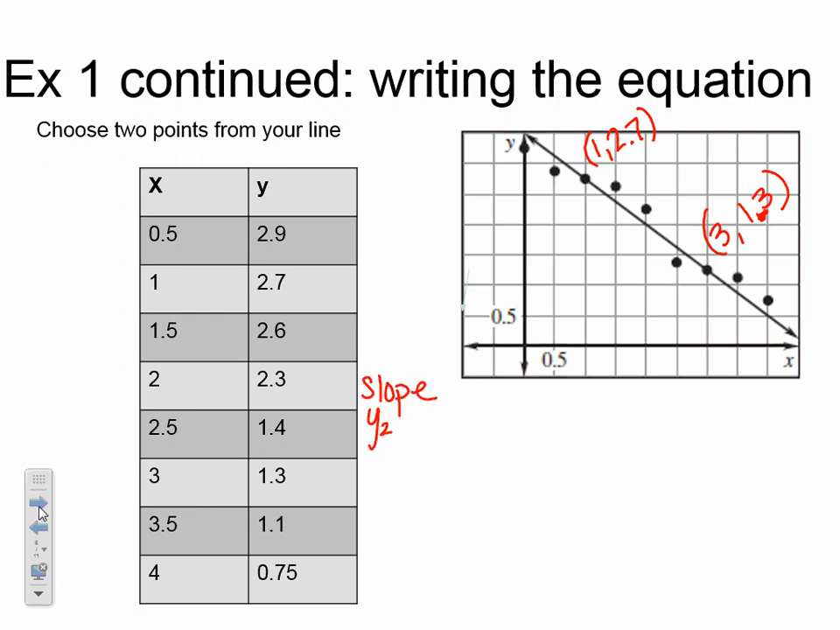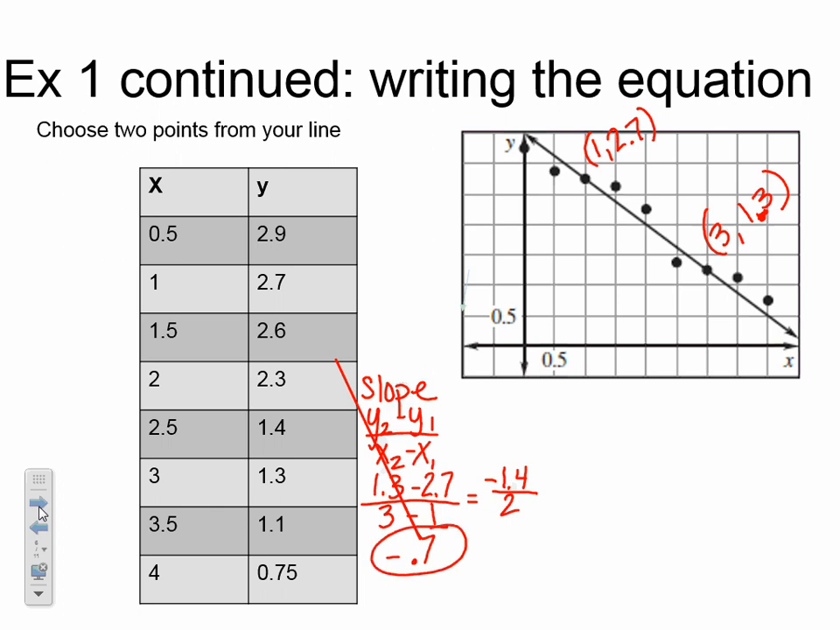Slope is y2 minus y1 over x2 minus x1. So y from the second point would be 1.3 minus y from the first point, 2.7, over x from the second point, 3, minus x from the first point, 1. If I go to my calculator, 1.3 subtract 2.7 gives me negative 1.4. And then 3 subtract 1 is 2. I'll simplify that. Negative 1.4 divided by 2 is negative 0.7. Negative 0.7 is my slope.